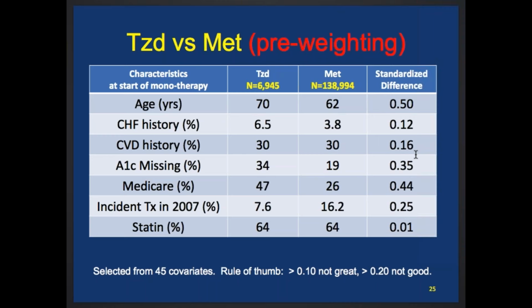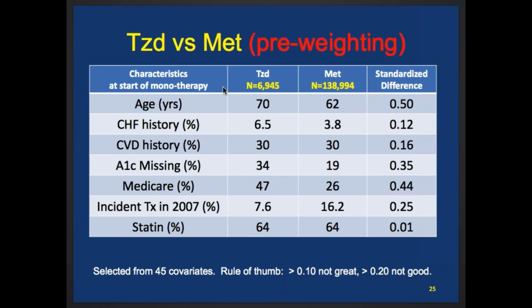CVD history, that's a typo there. That one's, I think, about a 30 to a 23, so about 23% here, or 0.16 on the standardized difference. A1C was fairly well balanced between the two, which was interesting, or at least was not so terribly imbalanced, but the percent of A1C observed, or the percent missing, was very different. About 34% versus 19%.